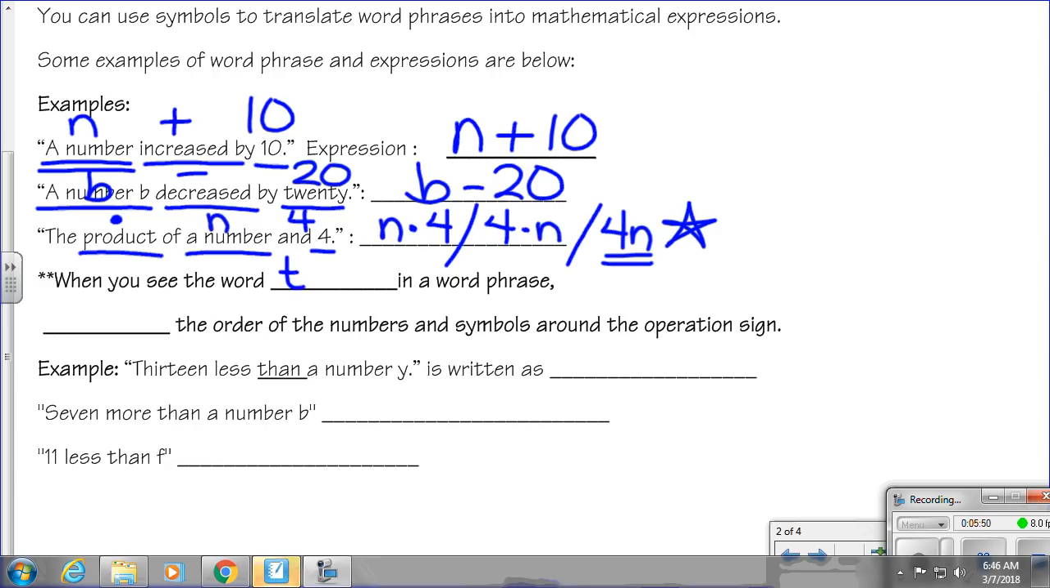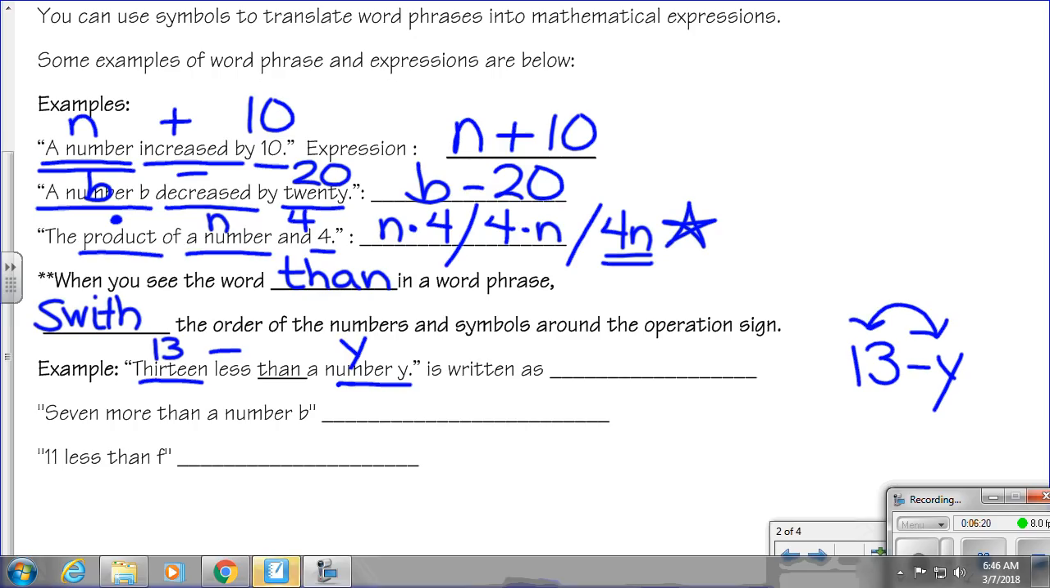When you see the word than in a word phrase, it means you need to switch the order of the numbers and symbols around the operation sign. So I have a couple of examples here. 13 less than, less means subtract, a number y. So this means I am not going to keep it in the order of 13 minus y. I need to switch the order of the 13 and the y around that subtraction sign. So it actually becomes y minus 13.